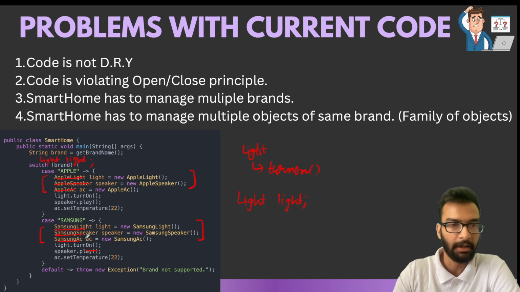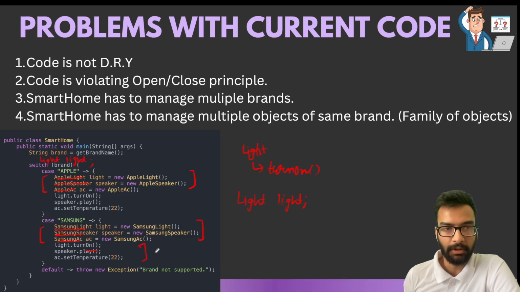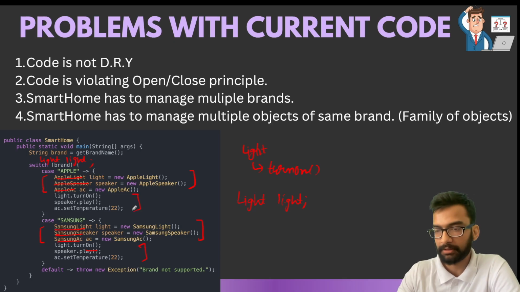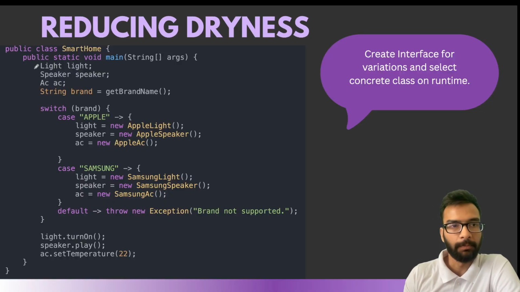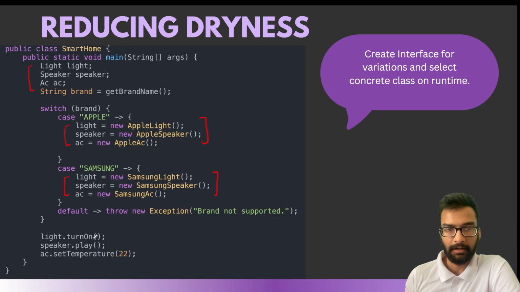We can also extract this common code out of the switch case. So let's first move to this code. We have created the interfaces, and then we get the brand, and now we have just these lines in the switch case, and this we have extracted outside our switch case.